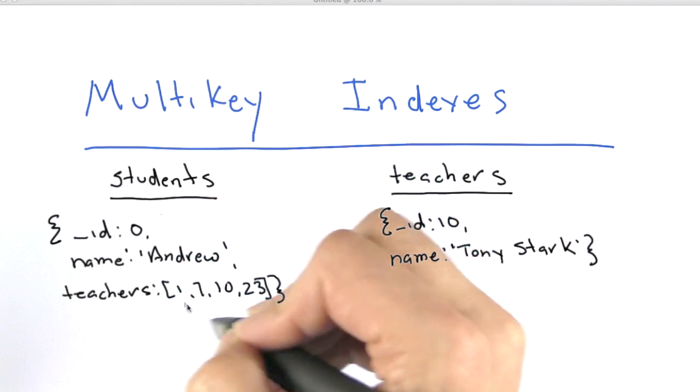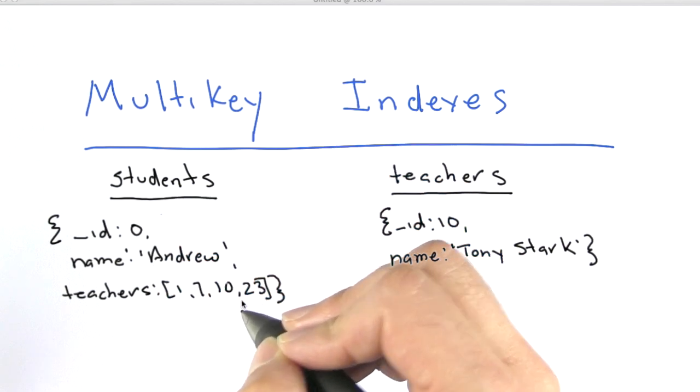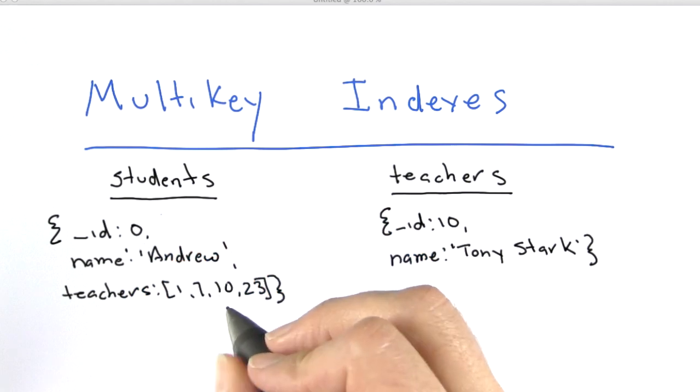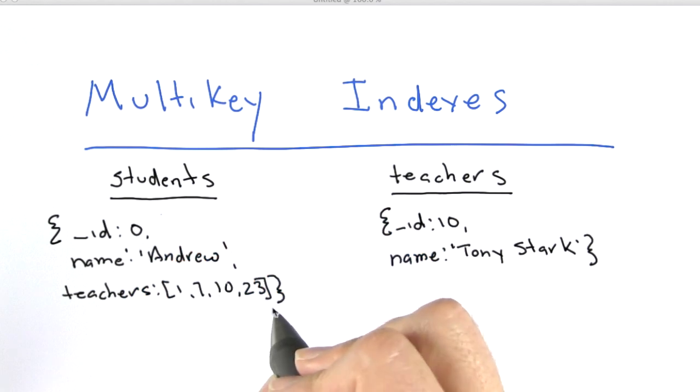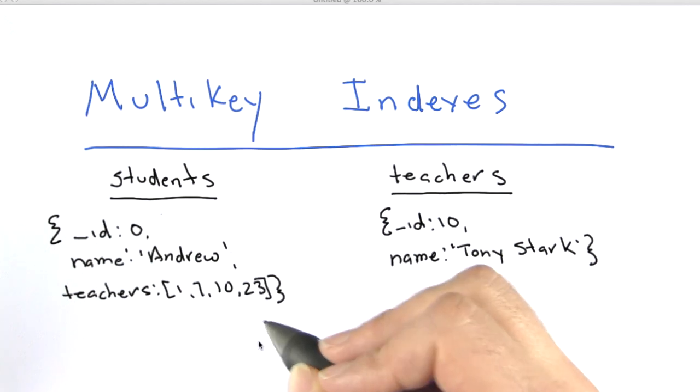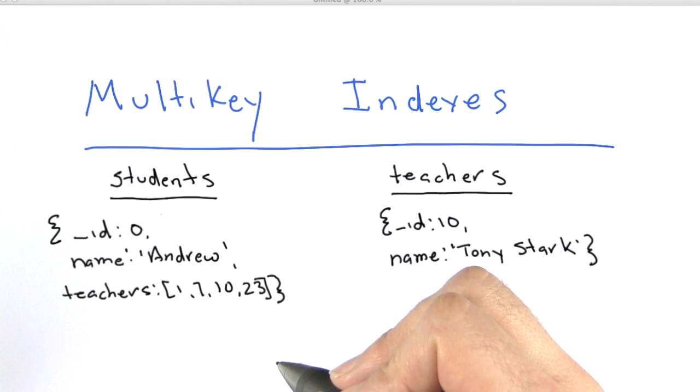I can query the students collection. I could do db.students.find, specify the student I'm looking for, and then return the teachers key with its values, and then I'll know the teachers. But what about finding all the students who've had a particular teacher? That's a more difficult query.